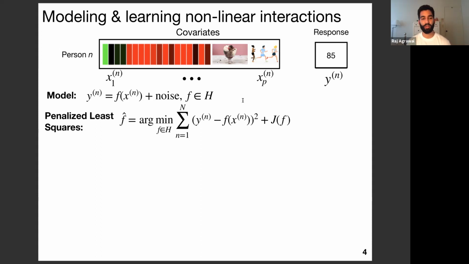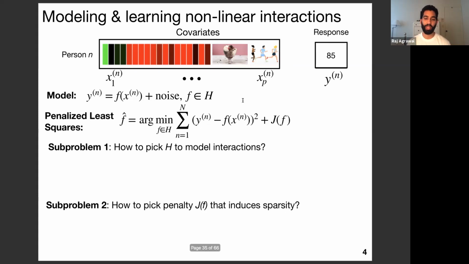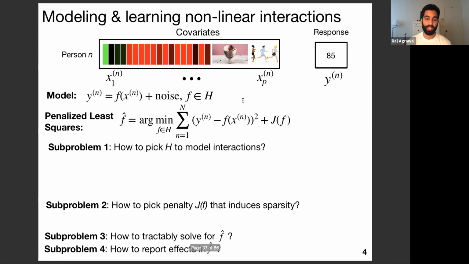So there are 4 immediate subproblems that result from this formulation. The first is, how do you even pick H to model interactions? And how do you pick a penalty J(f) to induce sparsity? And even if you could make such choices, how do you tractably solve for f hat and report the effects in f hat, since that's at the end of the day our goal?